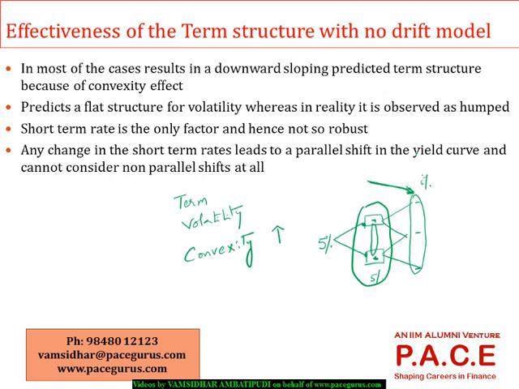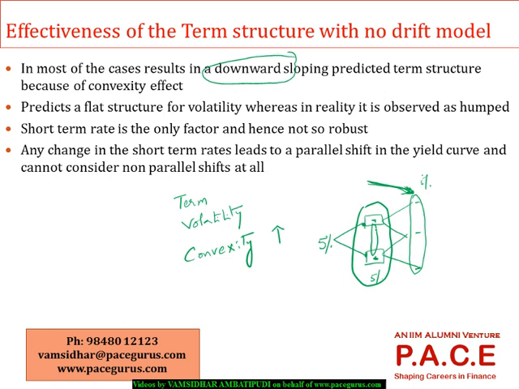Because as the term increases, the convexity increases, and because of increasing convexity, the effective rate of return goes down, which is an indication that this kind of model will always come out with a downward sloping term structure. As the time period increases, the effective spot rate will only come down with time. It cannot go up at all. That is one limitation with the model.